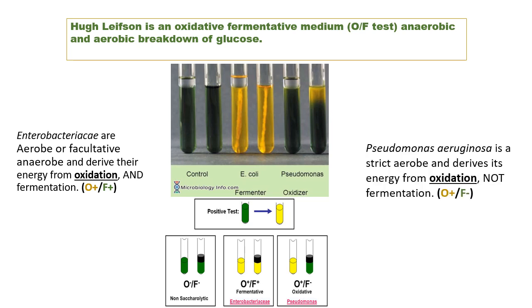But on the other hand, we have Pseudomonas, which is strict aerobic, which means that it will grow only in the presence of oxygen. So it's oxidation positive, but fermentation negative, which means that in the tube without oxygen, it cannot utilize the fermentation of sugar process to produce energy, and that's why it will remain green. So it's O positive, F negative.